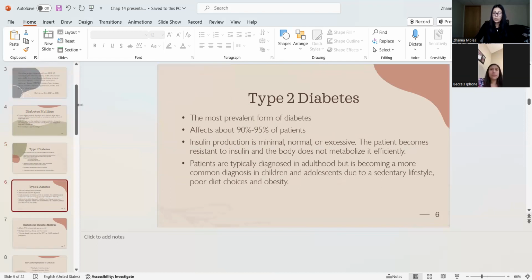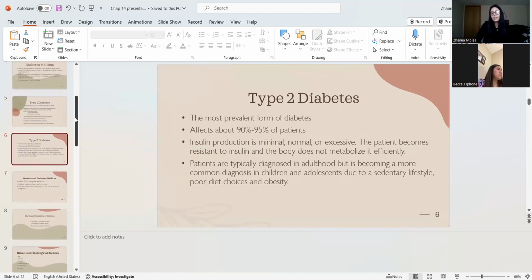Okay, so now type 2 diabetes. Type 2 diabetes is the most prevalent form of diabetes. So it affects about 90 to 95% of all the patients. So insulin production in type 2 diabetes is minimal, normal, or excessive. So it can be either. The patient just becomes resistant to insulin and the body does not metabolize it efficiently. Patients are typically diagnosed in adulthood, but it is becoming a more common diagnosis in children and adolescents due to sedentary lifestyles, poor diet choices, and obesity.